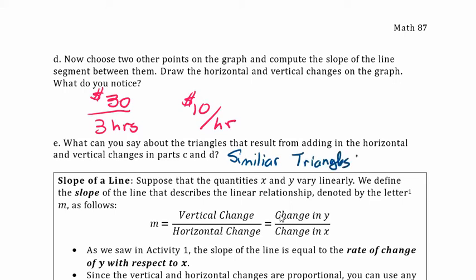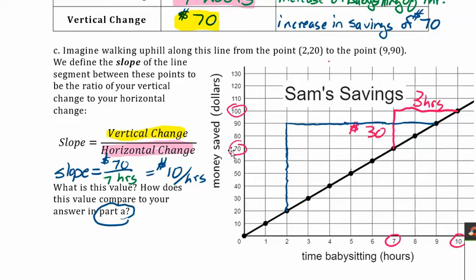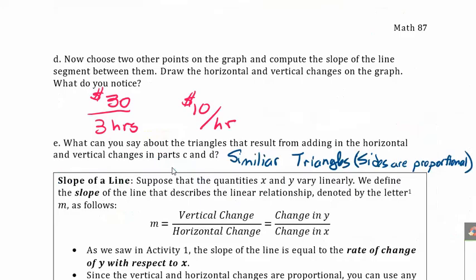And we know from similar triangles that the sides are proportional. In other words, if you divide the corresponding sides, they'll have the same ratio. I'm going to run out of space here to write proportional. Sides are proportional. And that's really what we're seeing here, right? We have a side of 30 divided by a side of 3, and that's going to be proportional to a side of 70 divided by a side of 7. So those ratios are equal, which is $10 per hour.